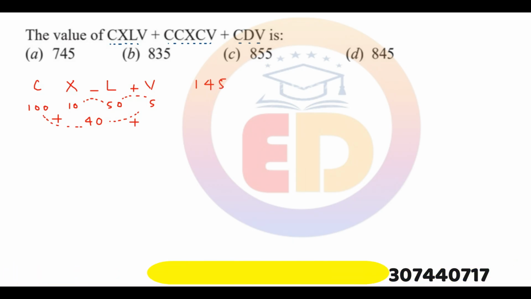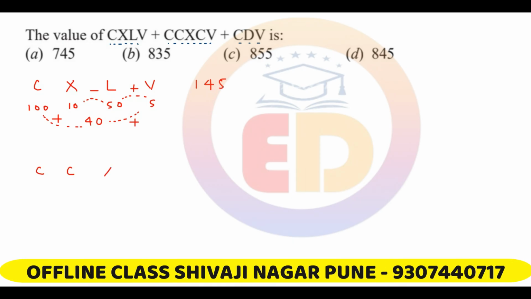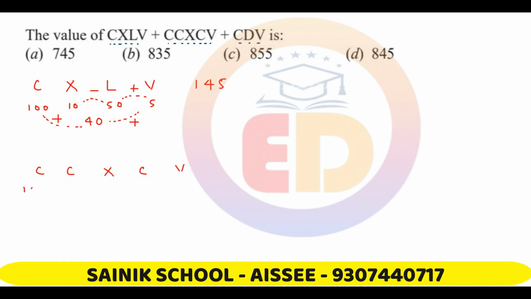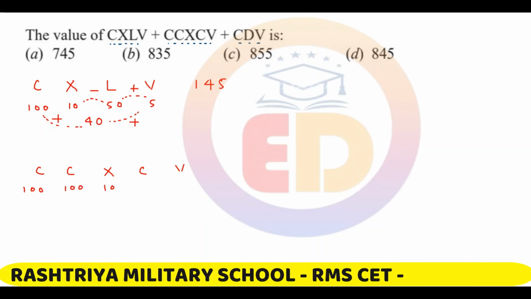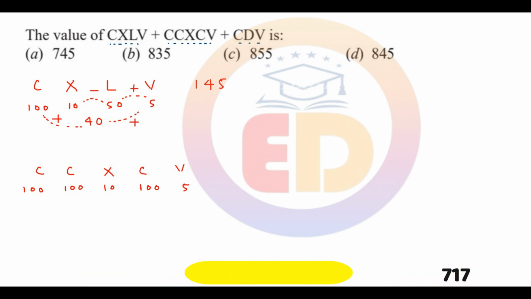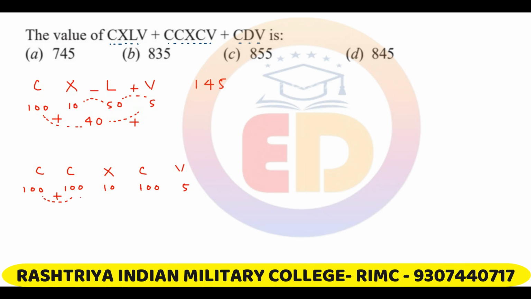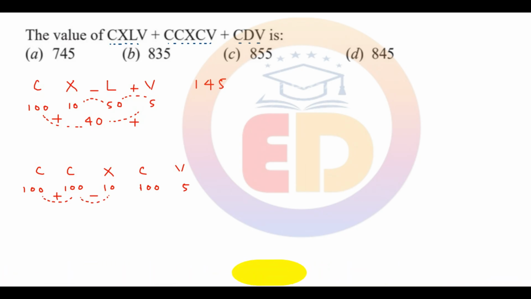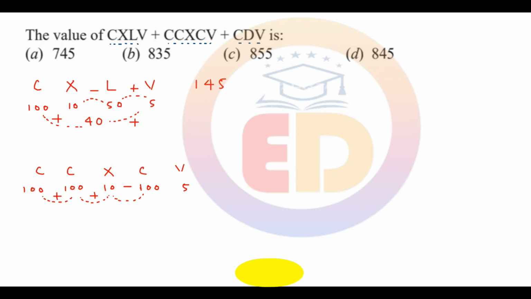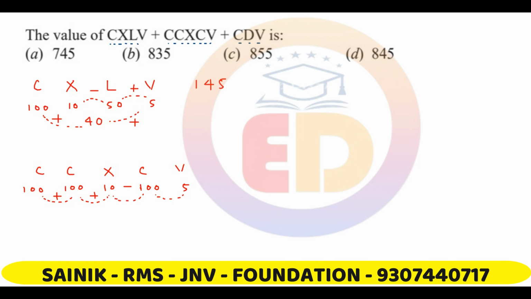Next is CCXCV. C is 100, C is 100, X is 10, C is 100, V is 5. So after 100 comes 100, it's a repetition, we'll add. After 100 comes 10, smaller symbol we will add, but after 10 comes greater symbol 100, so here we have to do the subtraction, and after 100 is 5, so we have to add here.